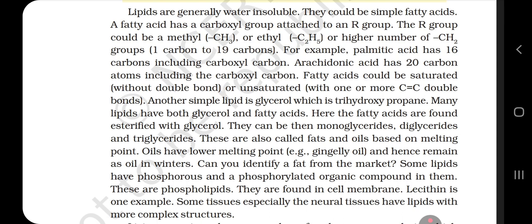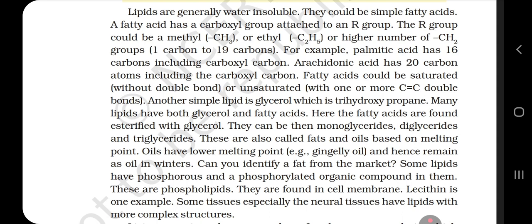For example, palmitic acid has 16 carbons including the carboxyl carbon. Arachidonic acid has 20 carbon atoms including the carboxyl carbon. A fatty acid could be saturated, meaning without a double bond, or unsaturated, with one or more carbon-carbon double bonds.